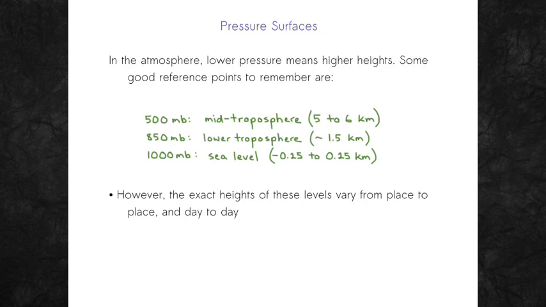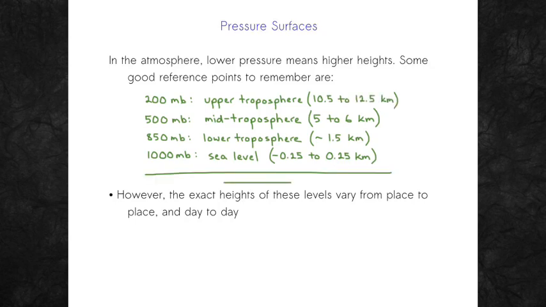And as we continue to go up, pressure will continue to decrease. And so the next level up that we'll focus on will be 200 millibars. And that's going to be representative of the upper troposphere. Specifically, 200 millibars will typically be found somewhere in the 10.5 to 12.5 kilometer range. So again, keeping in mind the troposphere is typically somewhere around 12 kilometers deep. So this is going to be upper troposphere, 10.5 to 12.5 kilometers.